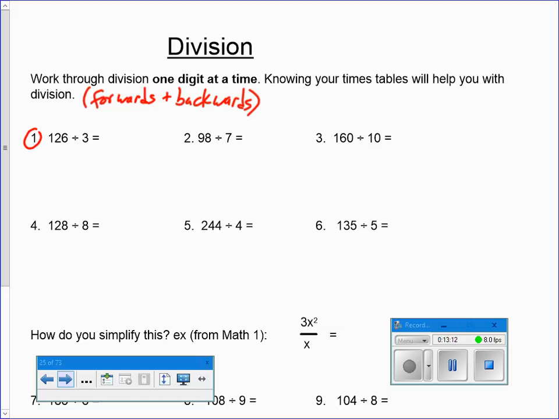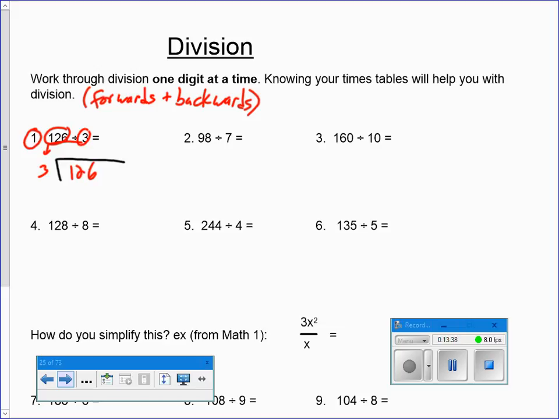So the first one we'll do is number 1. First thing to do is how we set this up. So here's our division sign. What I'm dividing by, that second number, that's going to go outside. And the number I'm dividing, that's going to go inside. Alright, so doing 126 divided by 3.